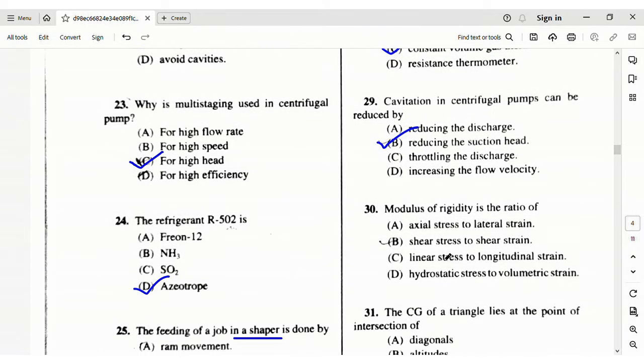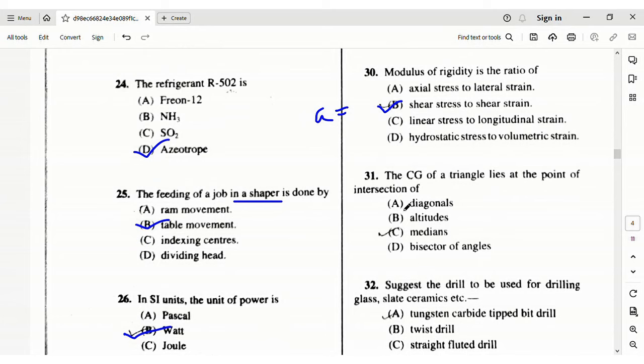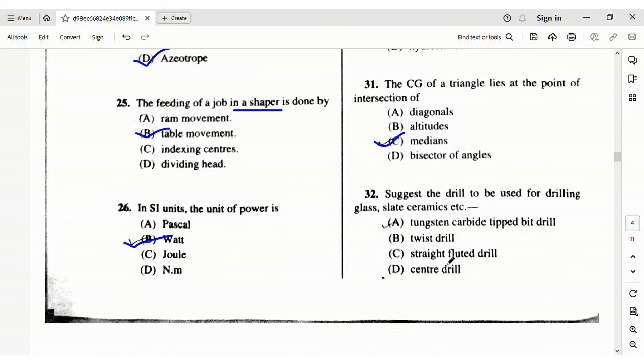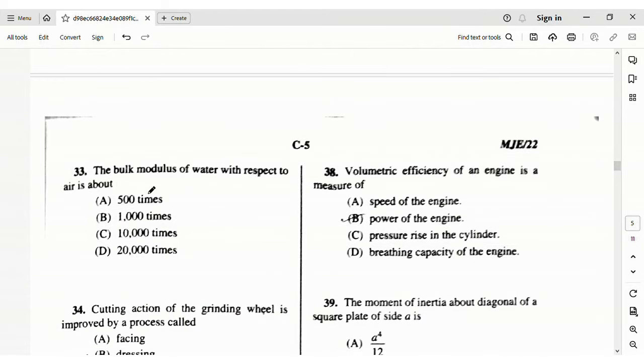Question number 30. Modulus of rigidity G equals shear stress by shear strain. The center of gravity of a triangle lies at the point of intersection of medians. Suggest a drill to be used for drilling glass, slate, ceramic, etc. That is tungsten carbide tip drill. The bulk modulus of water with respect to air is about 20,000 times.